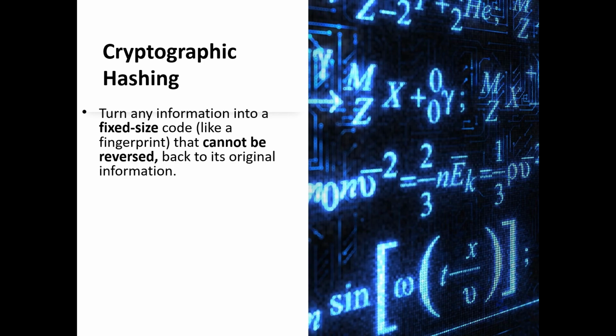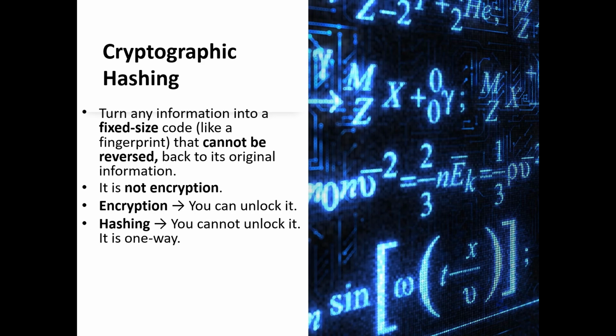So that is hashing. It's very important for you to note that hashing is not encryption. Encryption is where you can lock it and then you can unlock it as well. But hashing, you cannot unlock it. It's just a one-way thing. You can't go back. That's the major difference. So a cryptographic hash function simply converts input data into a fixed-length output. And that fixed-length output, we call the hash value.